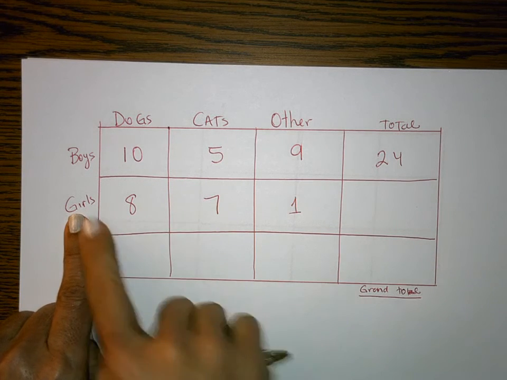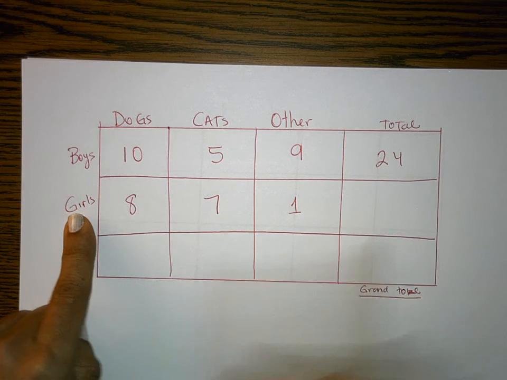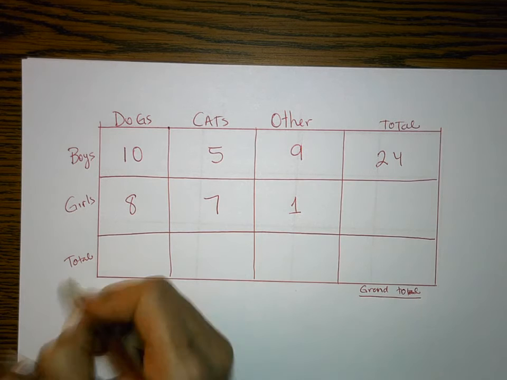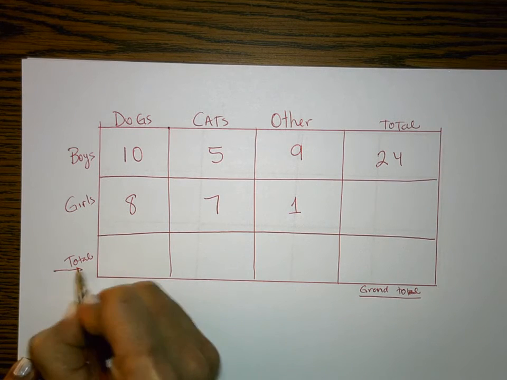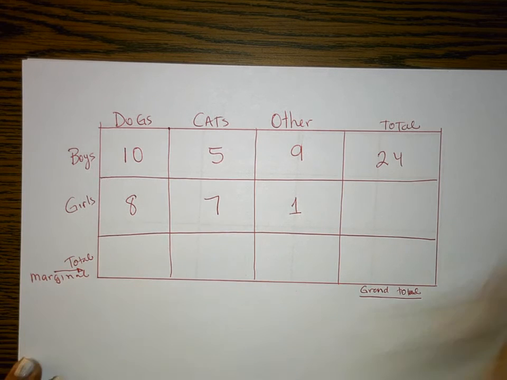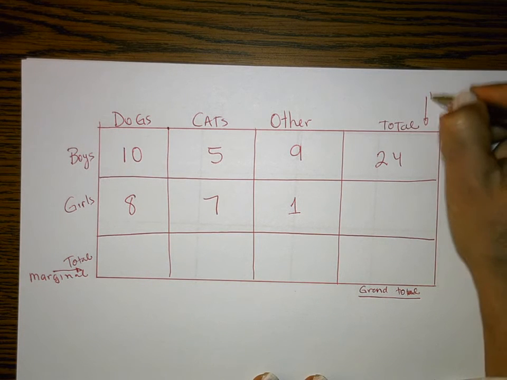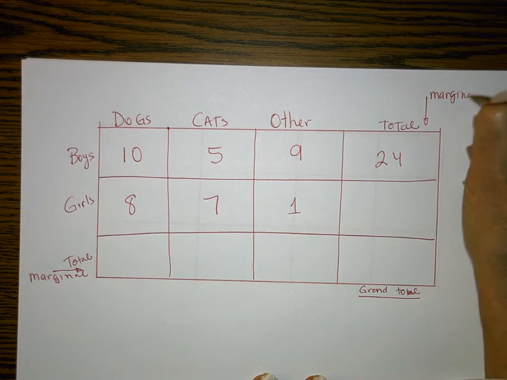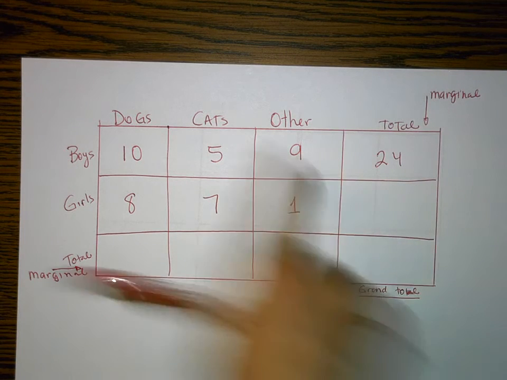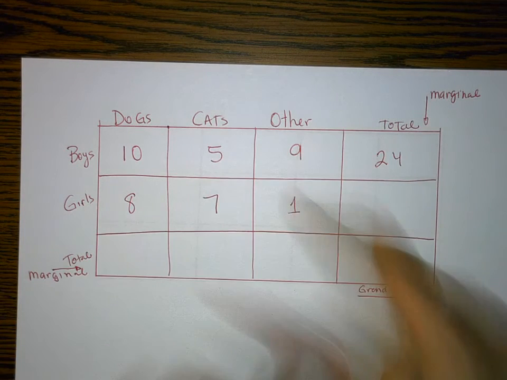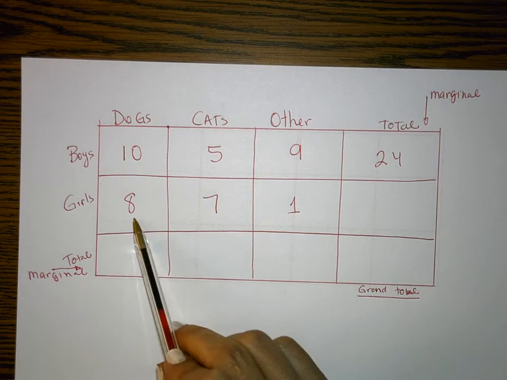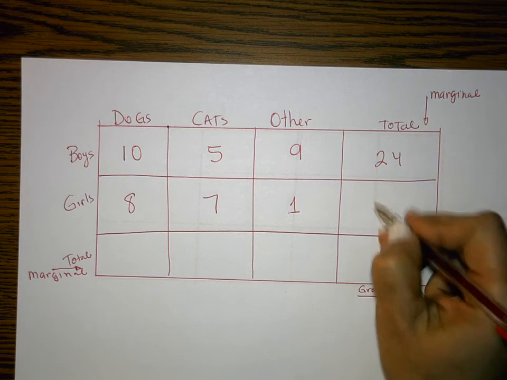Now let's go ahead and find our marginal totals. I found one already. So these are called our marginal totals. Let me put a little arrow, and this is our marginal. And over here is also our marginal, because this is the margins of the table. These are the center, the joint, and these are the margins. Okay, so let's find the total. This would be 16.